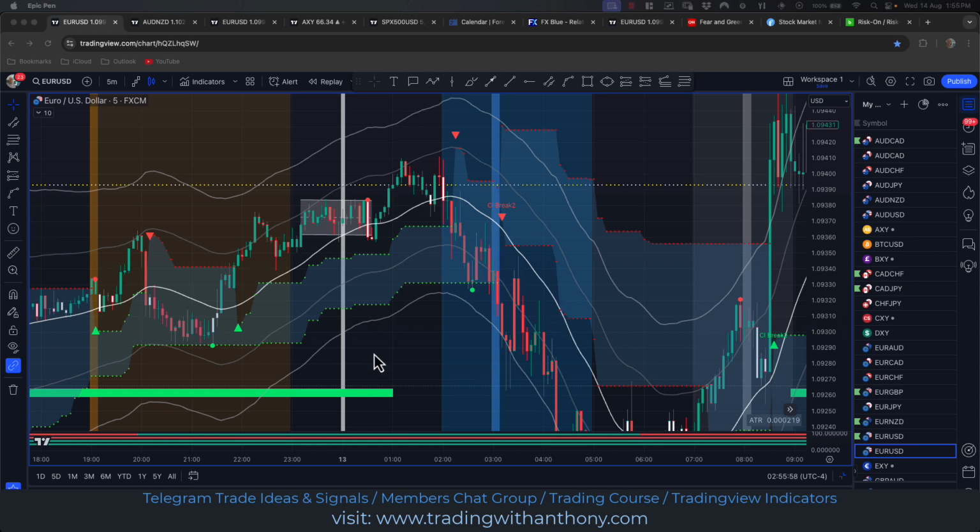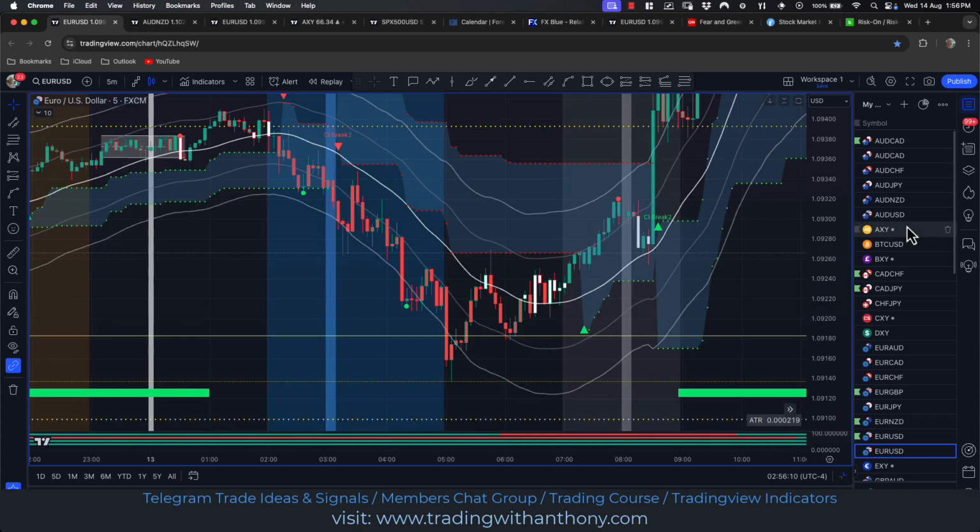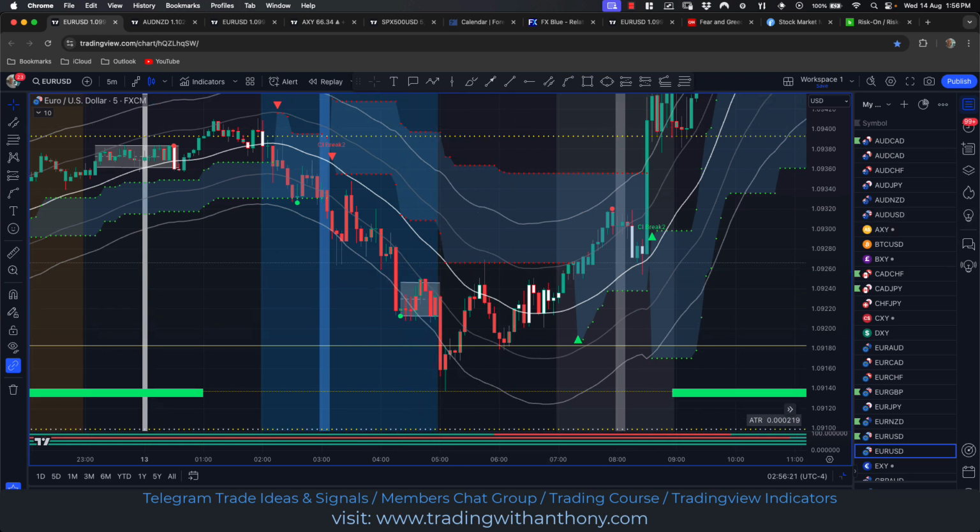But more importantly, when we go down here, here it is again. You've got this range, but this time around, there are variations to this.